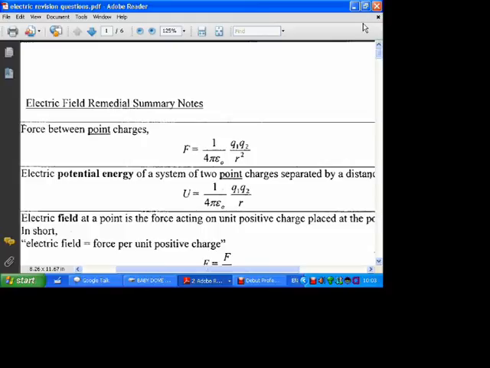Okay. Now, I'll give you a brief summary of the electric field here. If you have point charges, you're supposed to use the inverse square law, right? F equals Q1 Q2 over 4 pi epsilon naught r squared. And the electric potential energy becomes this formula if it's for point charges.